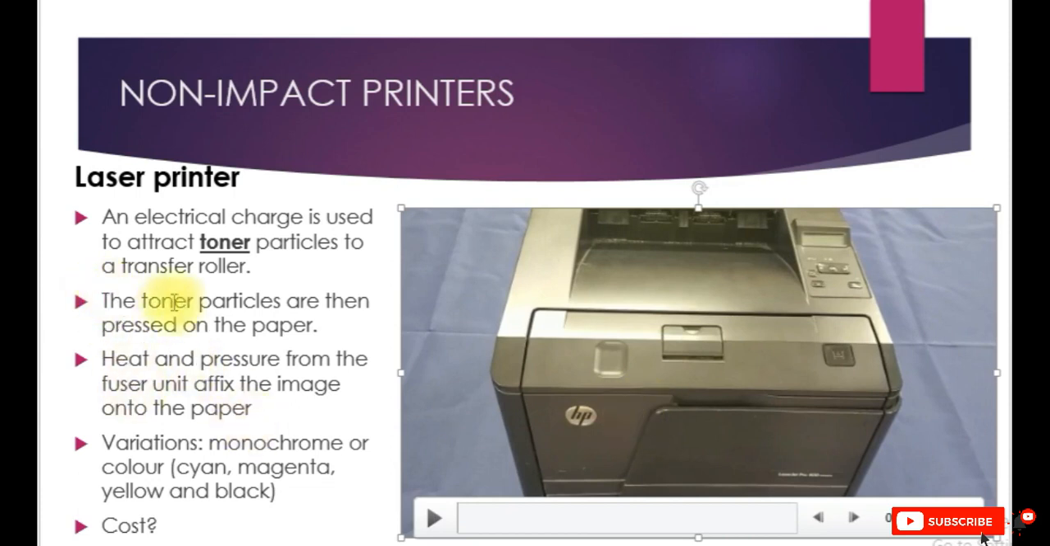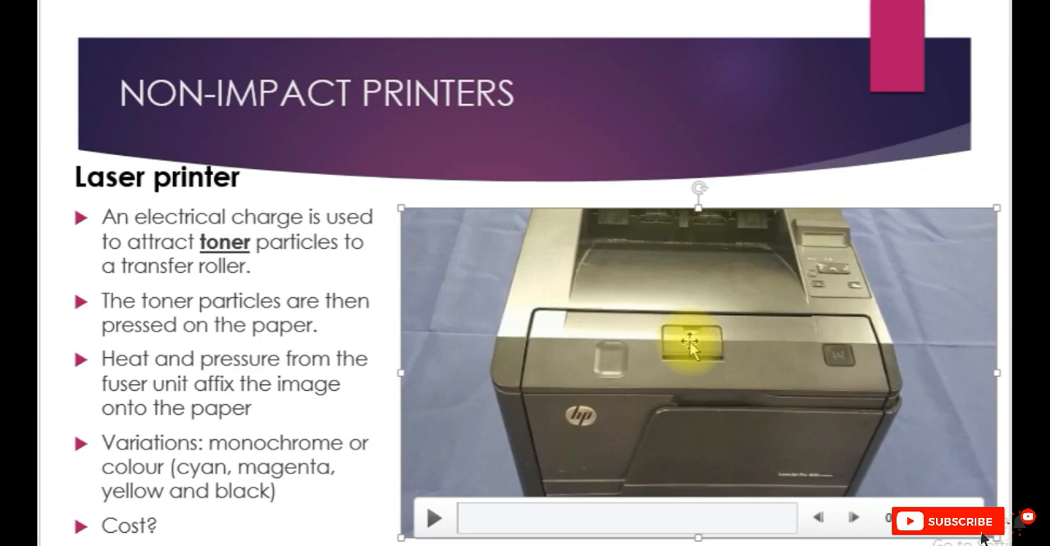The toner particles are then pressed on the paper, and heat and pressure are applied from the fuser unit. So the fuser unit is also an element of the mechanism, to affix the image onto the paper. So that is how the printing takes place.